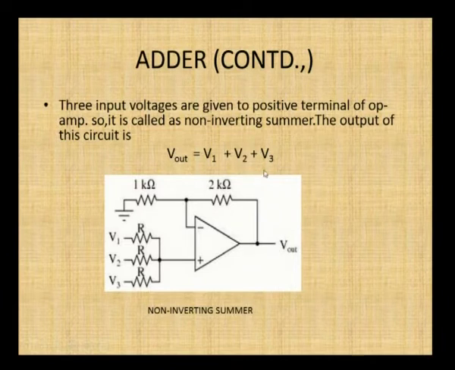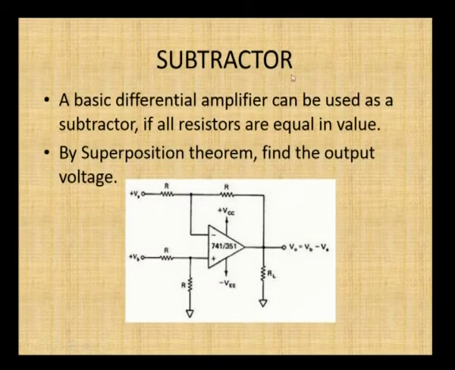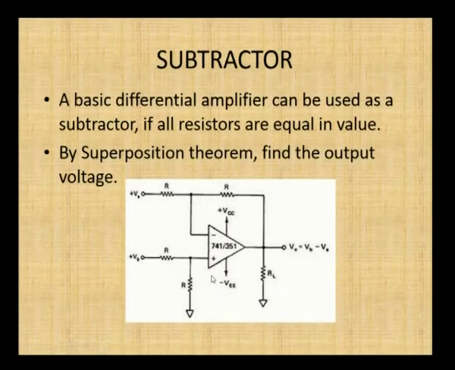So, how will you get this output? By choosing the values of the resistances connected to the circuit. And next is the subtractor. In a subtractor, you need to have two voltages applied to both the terminals, positive as well as negative terminal. So, VA is the voltage applied to the negative terminal of the op amp and VB is the voltage applied to the positive terminal of the op amp.